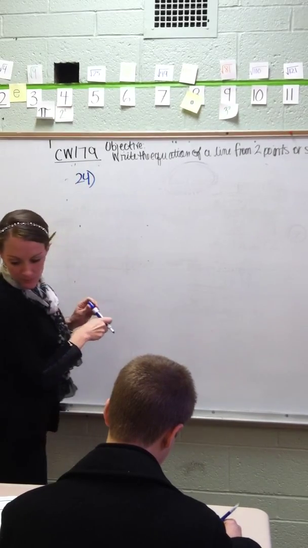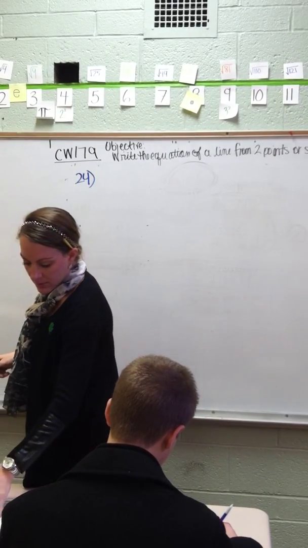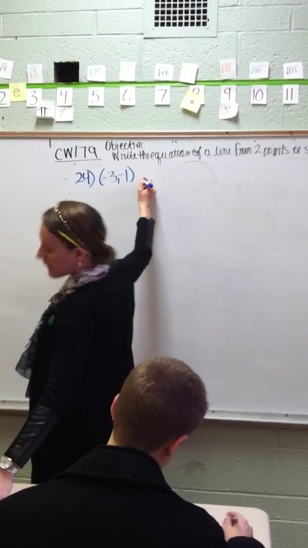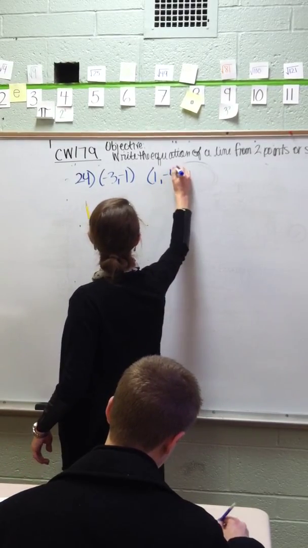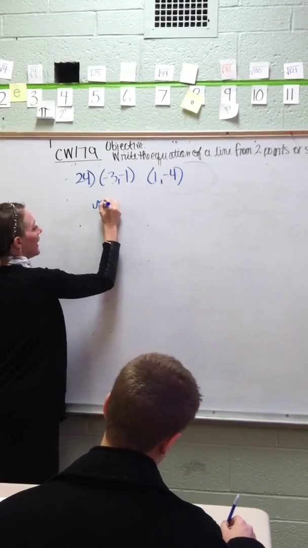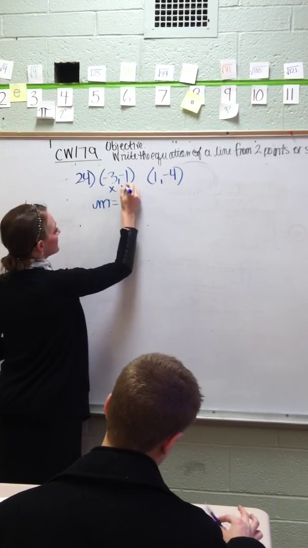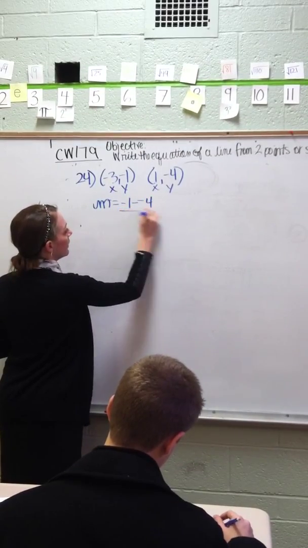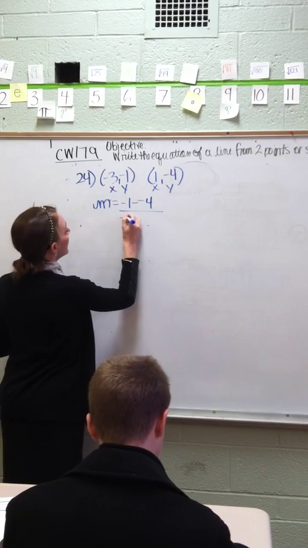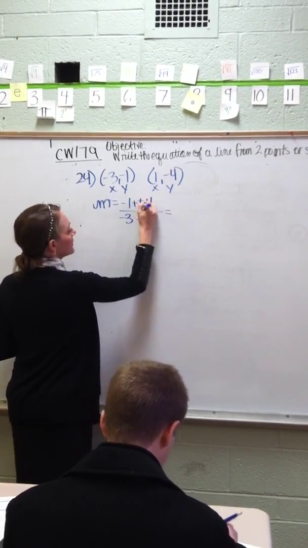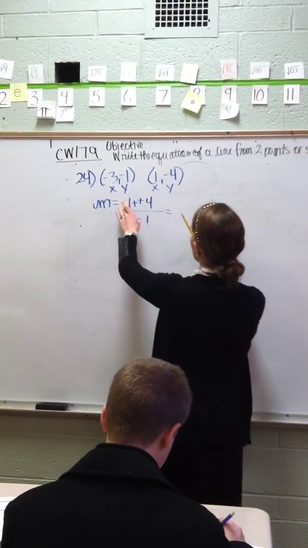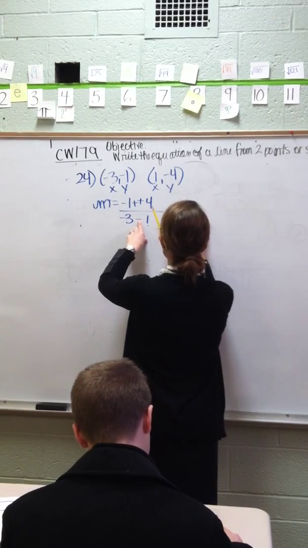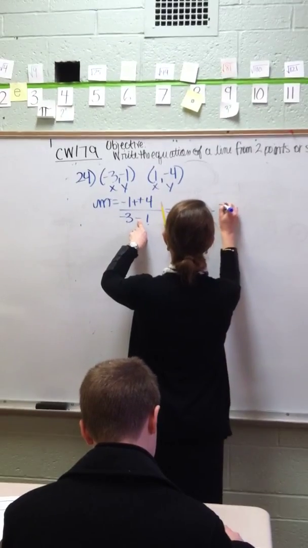All right, 24. What did you do for 22? 22: y equals 3x minus 14. For 24, I had the points negative 3, negative 1, and 1, negative 4. All right, I need to find my slope. M is equal to, here's my x, my y, so negative 1 minus negative 4 over negative 3 minus 1, okay? So this is negative 1 plus 4, which is 3. Negative 3 minus 1 is negative 4. So my slope is negative 3 over 4.